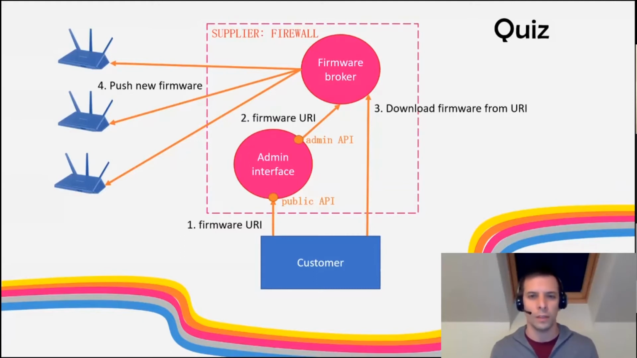We trust that the customer is preparing a firmware which is valid and secure, because he's going to push it later to his own devices. So it doesn't make sense for the customer to create a malicious package he's then pushing to his own devices. So the firmware broker is then downloading this package and pushing it to all the networking devices.